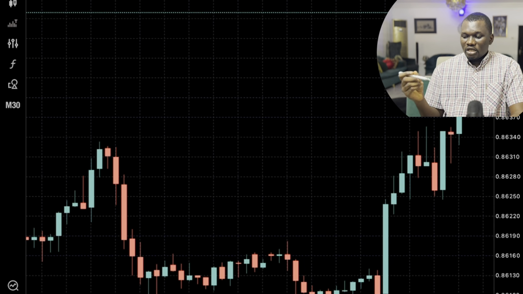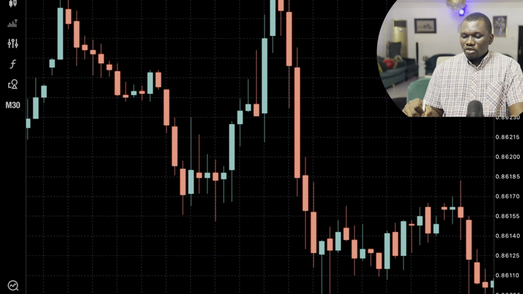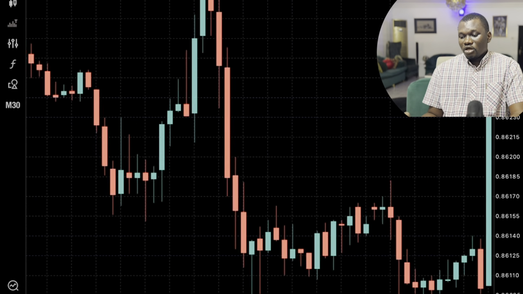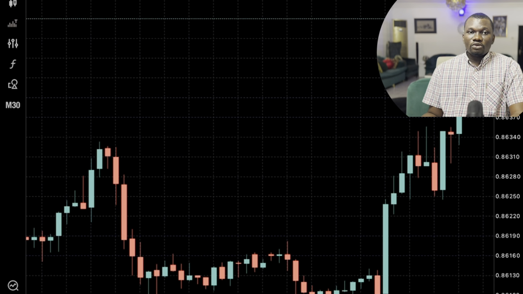So basically that's that. When you see a long bearish candle, it means that sellers are in control, and if it's a long bullish candle, it means the buyers are in control. But the truth is that the color does not really matter. You can change the color to your preference, and I will show you in the next meeting.